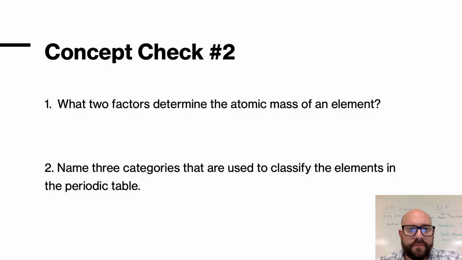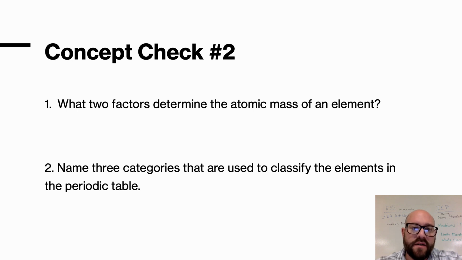Concept check number 2. What two factors determine the atomic mass of an element? Question 2. Name 3 categories that are used to classify elements in the periodic table. Now would be a good time to pause the video, attempt the questions, and then resume play for the answers.